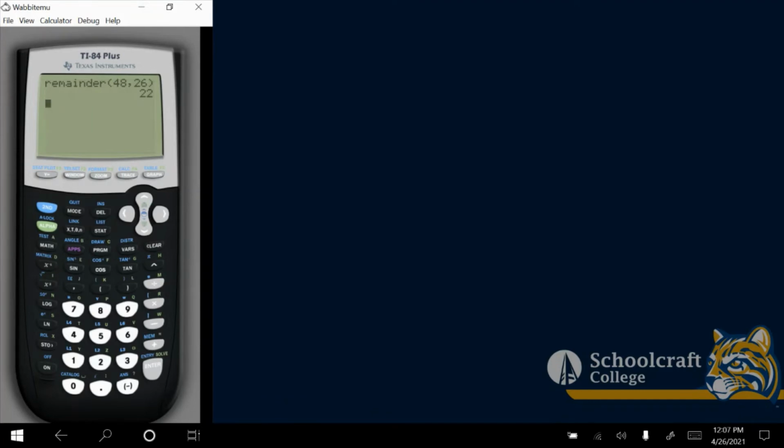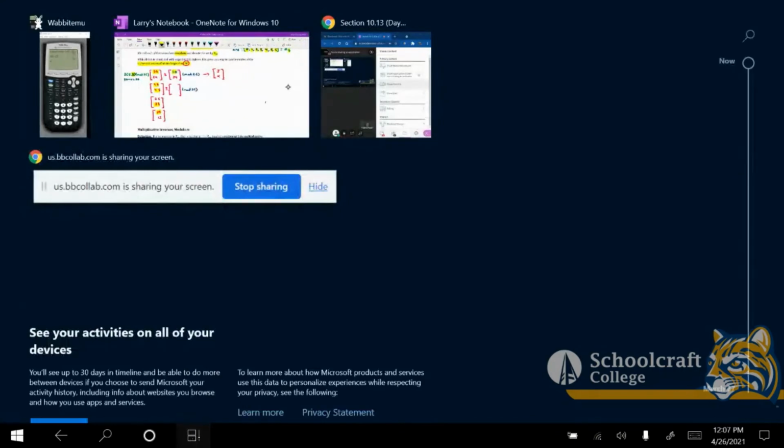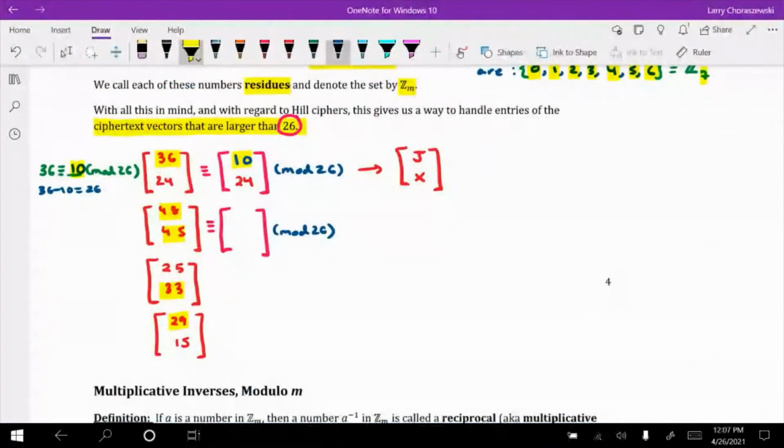So what this means is that 48 is congruent to 22 modulo 26. And if you think about it, we could check it doing 48 minus 22, which gives us a number that's divisible by 26. So 22 is what we should use instead of 48. Okay, so instead of 48, we'll do 22.